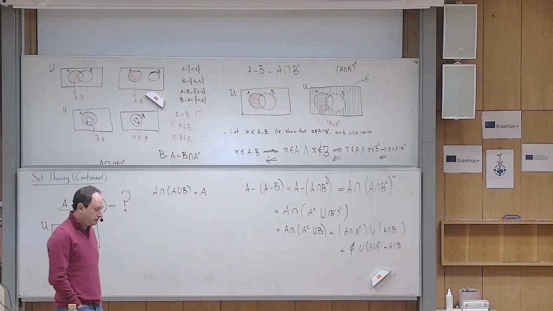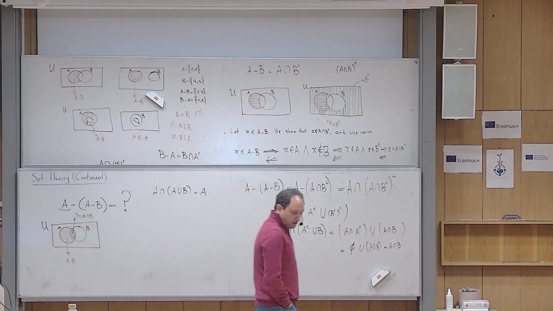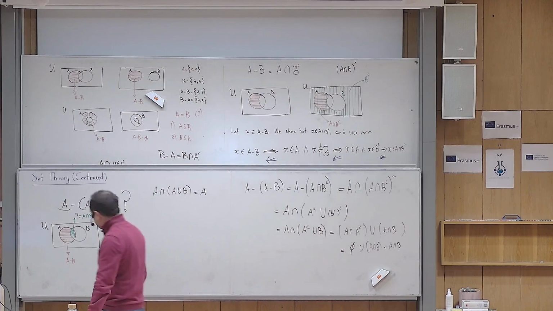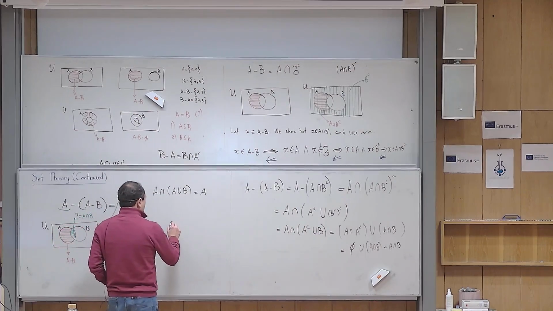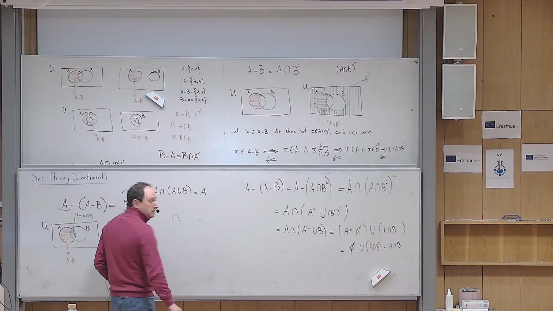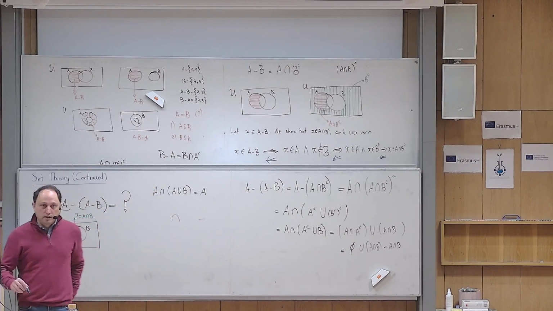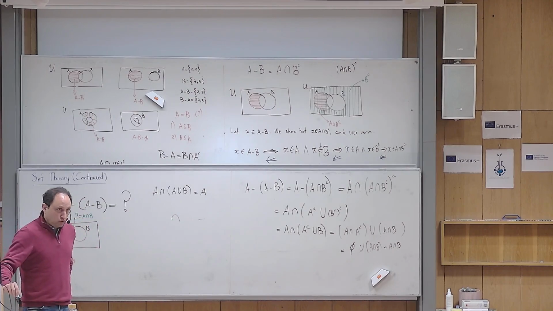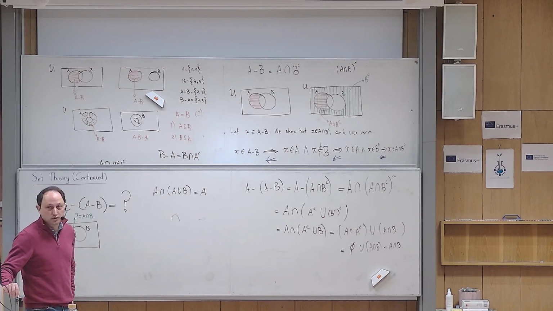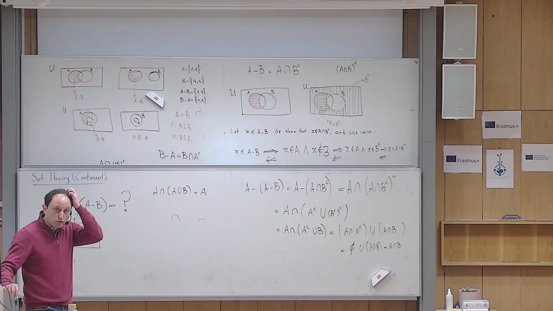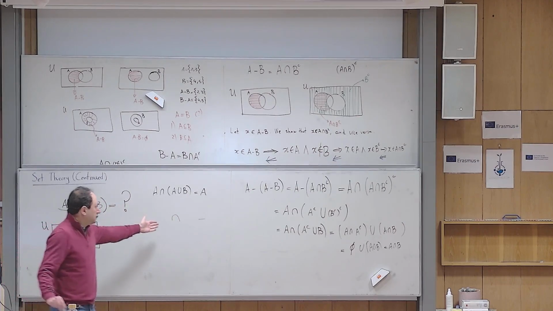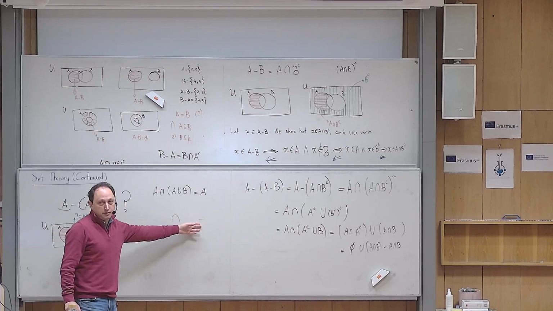Okay, let me also ask you another question. Now let us concentrate on operation intersection and subtraction. Do you think that intersection is distributive over subtraction? Before doing that, I want you to formulate a question for me. My question is that, do you think that this operation is distributive over that operation?